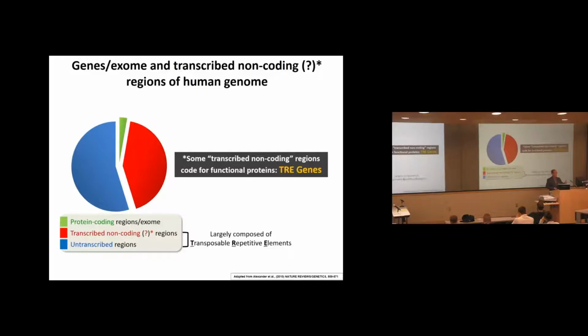However, I like to challenge this pie chart published in Nature Reviews because in this red area, yes, there is a lot of transcription, and they are saying transcribed non-coding. That is not true. There are a lot of these transcripts which can make functional proteins. They didn't pay much attention. They just disregarded them as non-coding. However, we confirmed that some of these produce functional proteins.